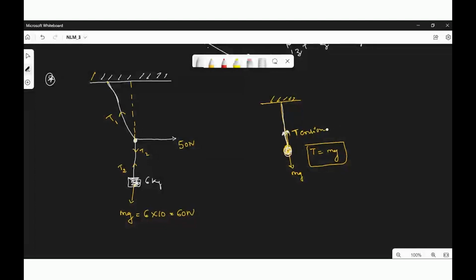But there is some maximum tension. If I keep adding mass to it, like 100 kg, the wire may break. There is a maximum limit it can withstand, but in the equilibrium case, I can clearly say tension equals M into G. The other thing is, as long as you see only one string, the tension will be the same. Tension in the same string means same tension throughout.